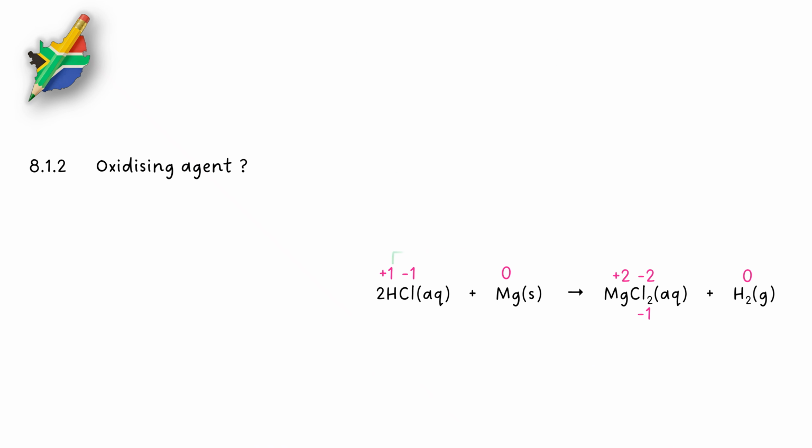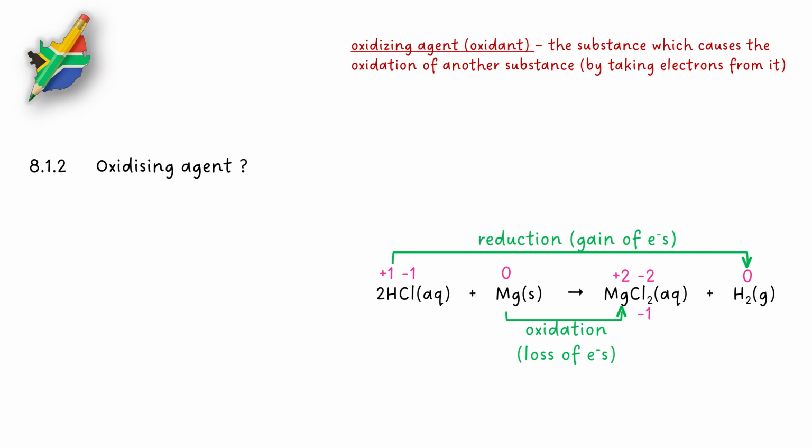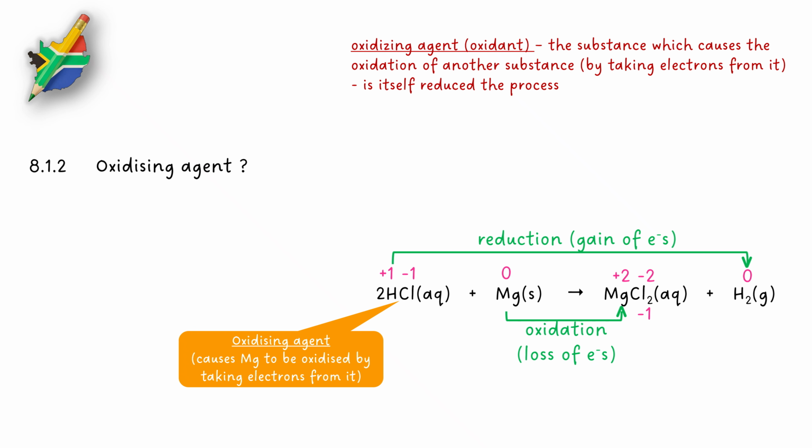In the previous question, we deduced that hydrogen is reduced and magnesium is oxidized. An oxidizing agent is the species in a reaction which causes the oxidation of another species by taking electrons from it. So oxidizing agents are themselves reduced. Hydrochloric acid causes magnesium to be oxidized and takes electrons from magnesium. In the process, hydrochloric acid is reduced. Hydrochloric acid is the oxidizing agent.